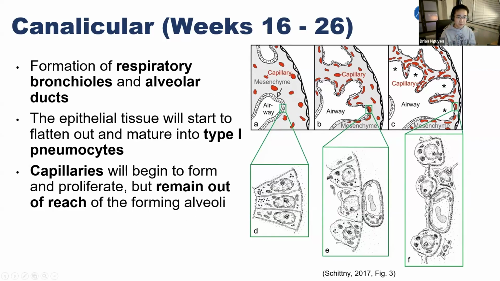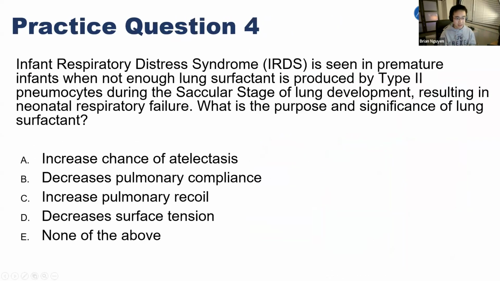So, all right, moving on, let's go ahead and hit our second to last question, which leads us into a patho one. This one's talking about IRDS. Infant respiratory distress syndrome is seen when premature infants do not produce enough lung surfactant with their type 2 pneumocytes during the saccular stage of lung development. This can lead to respiratory distress and fulminant respiratory failure. It is unsustainable to life.